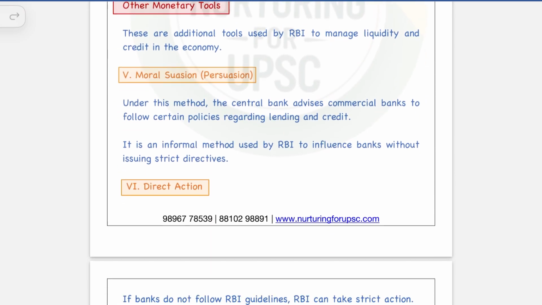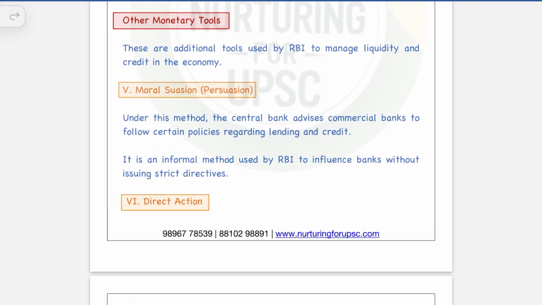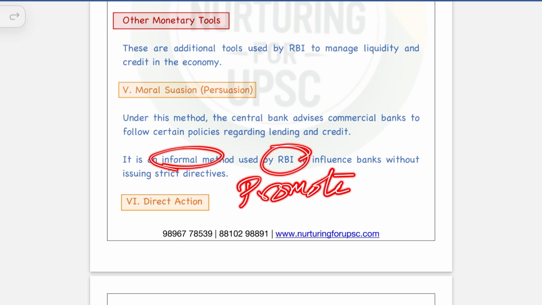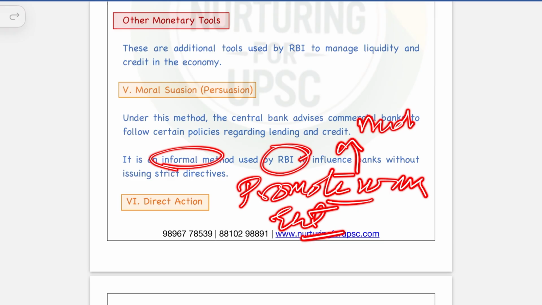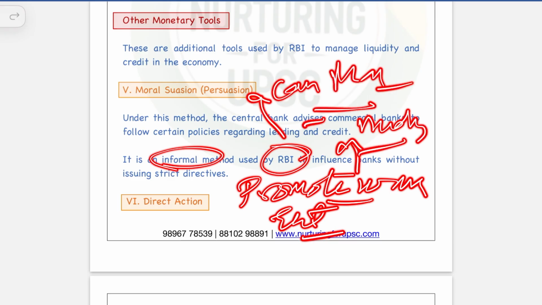Then there are other tools as well. They are like the moral suasion or persuasion. Using this method, the central bank advises commercial banks to follow certain policies regarding lending and credit. तो फिर अब वो RBI बैंक्स को एडवाइजरीज देगा, नोटिफिकेशंस देगा, नोटिसेस देगा, मतलब जो भी डॉक्यूमेंट्स प्रोवाइड करेगा, और या फिर इनफॉर्मली RBI उनको बताएगा कि we need to promote the women entrepreneurs. So that acts as a nudge, as a persuasion, as a moral suasion to the banks to give more and cheaper loans to women entrepreneurs.